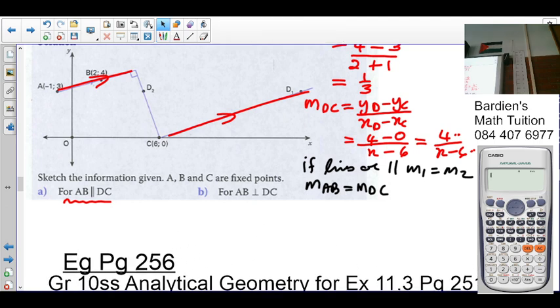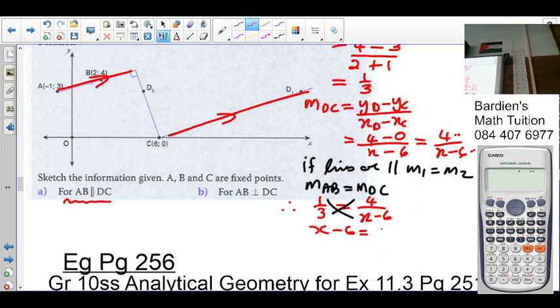So what about right now? Therefore, the gradient of AB, which was a third, is equal to the gradient of DC, which is 4 over x minus 6. So what do I do now? Cross multiply, yes, well done. 1 times x minus 6 is equal to 4 times 3, which is 12. So x is equal to 18.